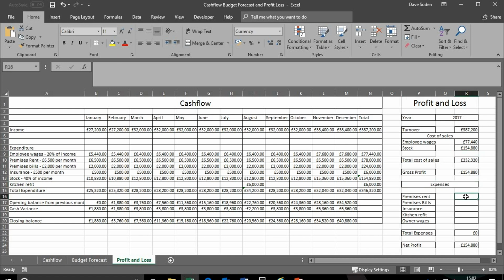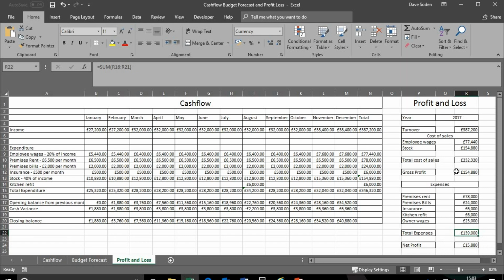Next, we need to subtract our expenses. They are premises rent, £78,000, premises bills, £24,000, insurances, £6,000, kitchen refit, £6,000. And at the end of the year, the owner decides to pay himself a salary of £25,000, which is also subtracted as part of the expenses. This makes the total expenses £139,000.